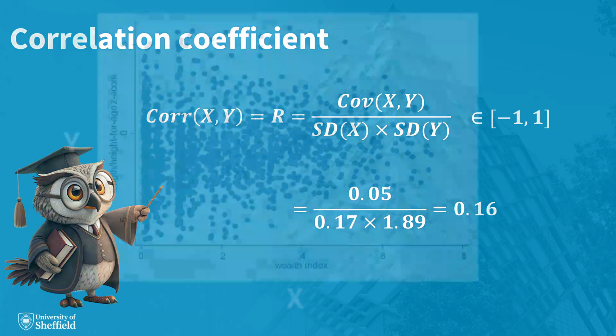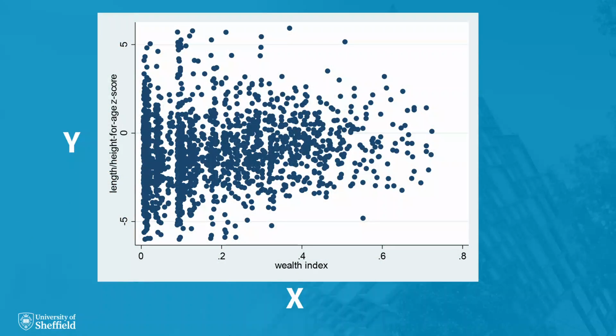We can show this correlation graphically on a scatter plot. Here we put the wealth index on the horizontal axis, or the x-axis, and the height for age z-score on the vertical, or y-axis. Each of these blue dots is one of the children in our sample, plotted according to their values on these two variables. These dots are spread out all over the page, so at first glance it doesn't look like there's any relationship or correlation between wealth and height.